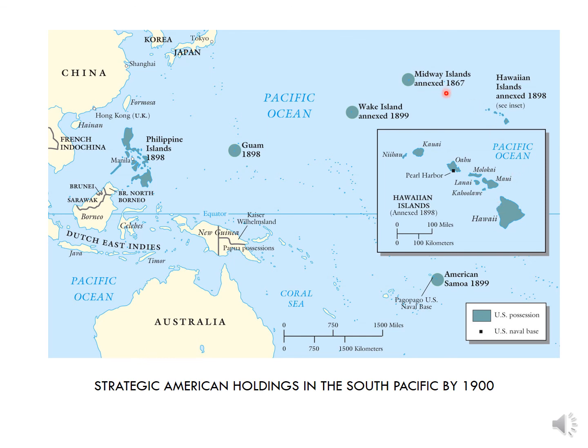These were some uninhabited islands that the U.S. took in 1867. Wake Island in 1899, also in 1899, American Samoa, Guam as a result of the Treaty of Paris, and the Philippine Islands also as a result of the Treaty of Paris in 1898. The point is that the U.S. now has these stepping stones, these strategic military locations throughout the Pacific that lead them to Asia by 1900.